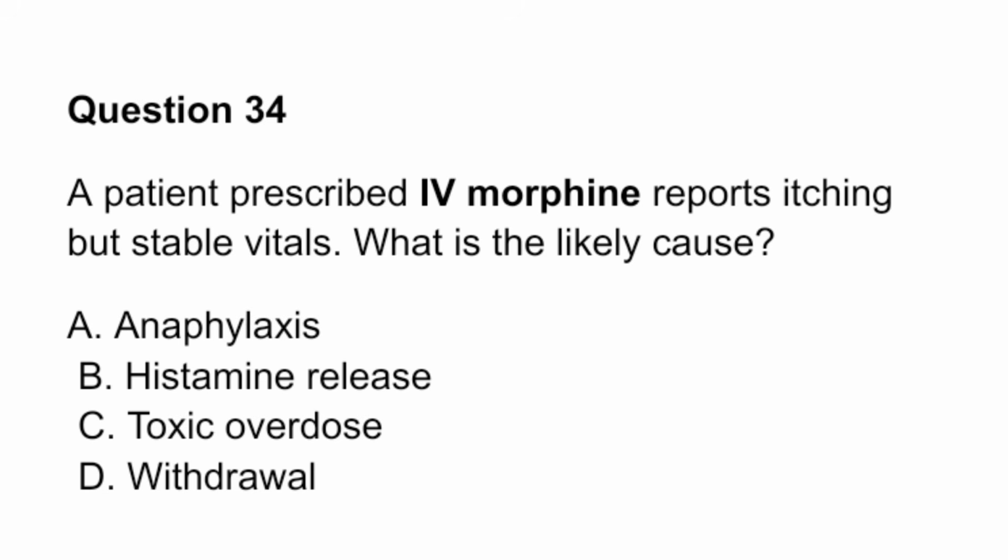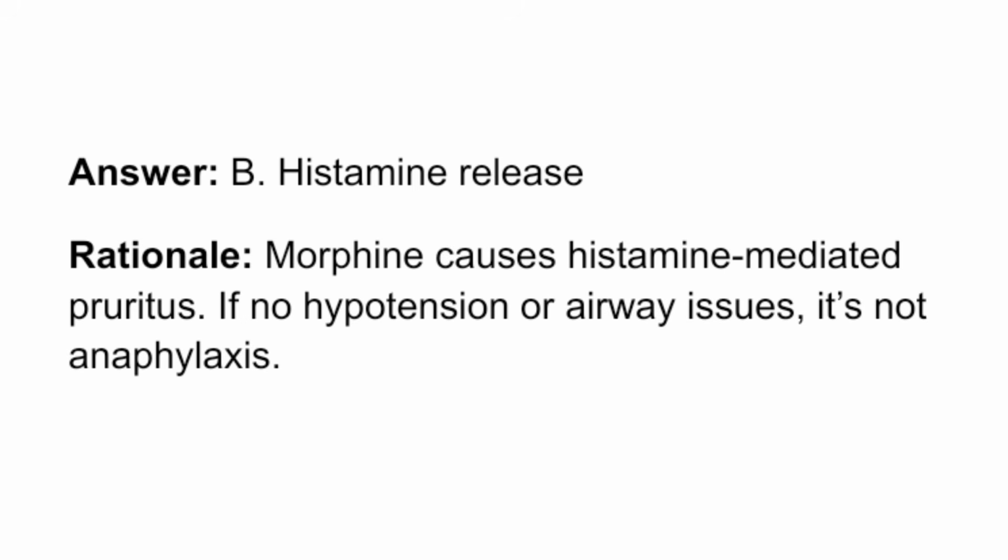Question 35. A patient prescribed IV morphine reports itching but stable vitals. What is the likely cause? A. Anaphylaxis. B. Histamine release. C. Toxic overdose. D. Withdrawal. Answer: B. Histamine release. Rationale: morphine causes histamine-mediated pruritus. If no hypotension or airway issues, it's not anaphylaxis.